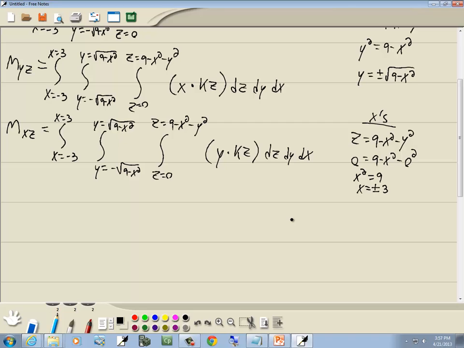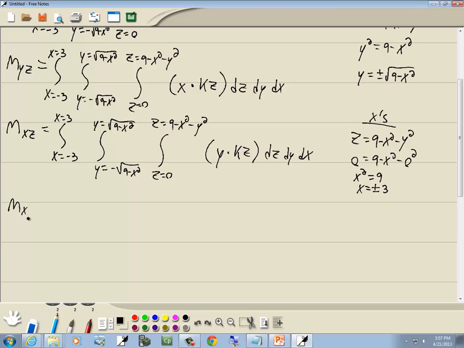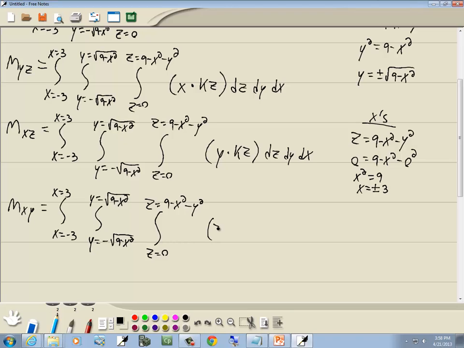Okay, now a moment about the xy plane. So that's going to be x equals -3 to x equals positive 3, y equals negative square root of 9 minus x squared to y equals positive square root of 9 minus x squared, z equals 0 to z equals 9 minus x squared minus y squared. Missing variable, since we have xy, is z, times rho, which was kz, dz, dy, dx.